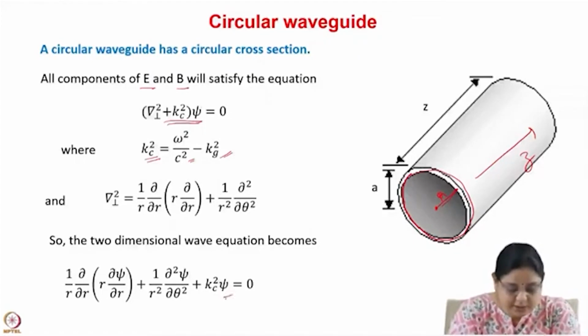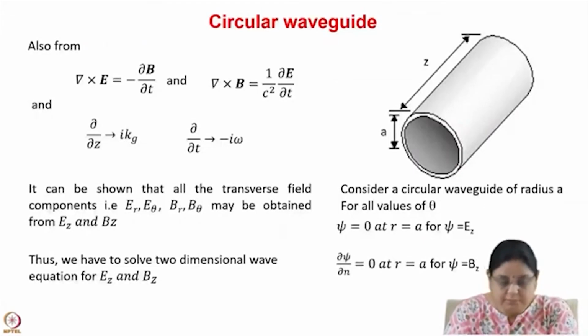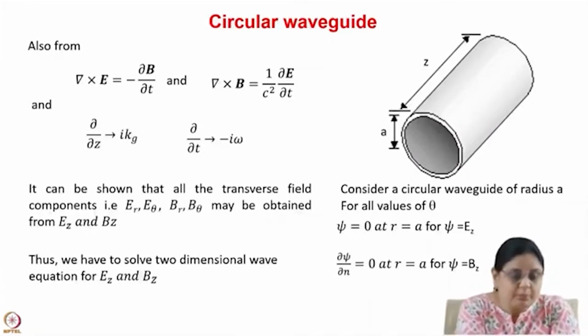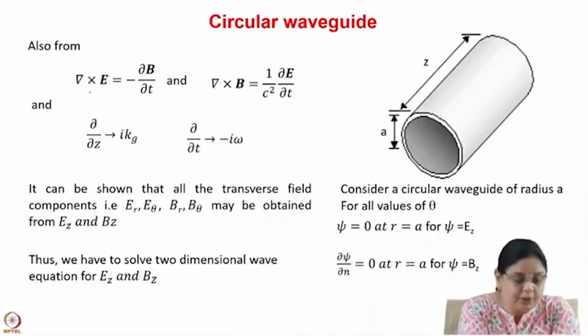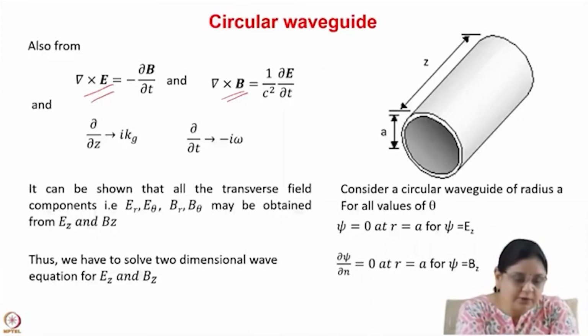Now here psi can be either Ez or Bz. So you know that you need to solve only for Ez or Bz. You know from Maxwell's equations that curl of E is equal to minus del B by del t, and curl of B is equal to 1 by c square del E by del t. As we did in the previous lecture, you can simply write each component from this equation and each component from this equation. So you will get three equations here.